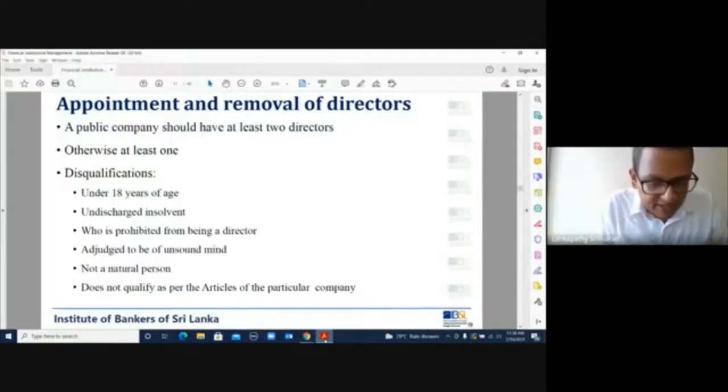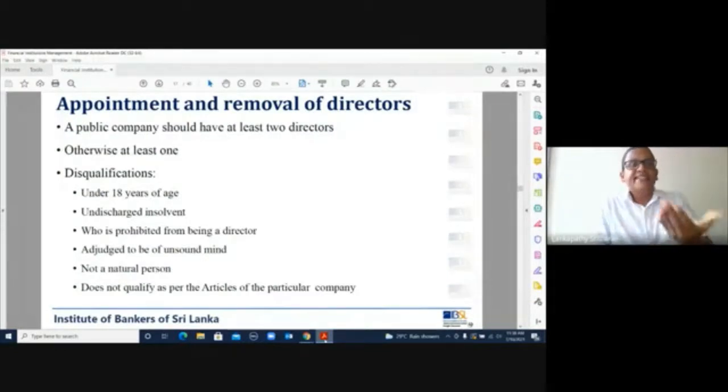Sorry for the interruption. So this slide is about the appointment and removal of directors. The first point is that a public company should have at least two directors. Most of you know that if it is a public company, they should have two directors. Otherwise, there should be at least one director if it is not a public company.